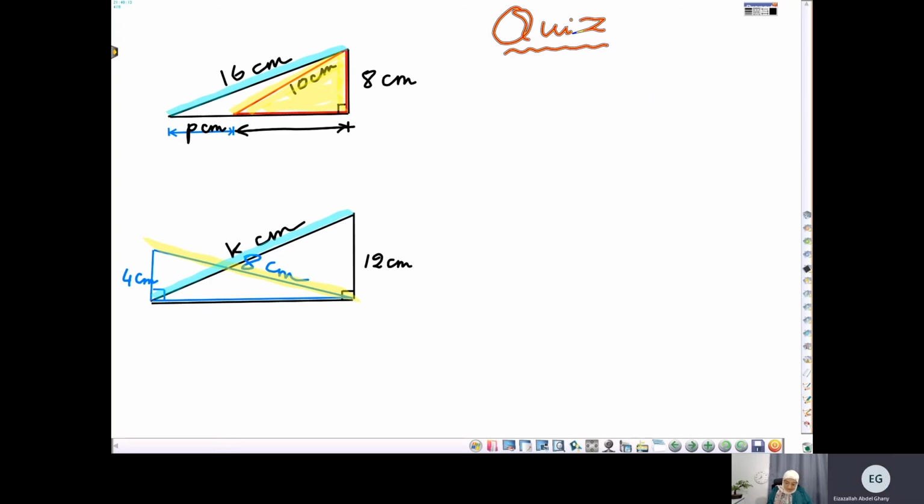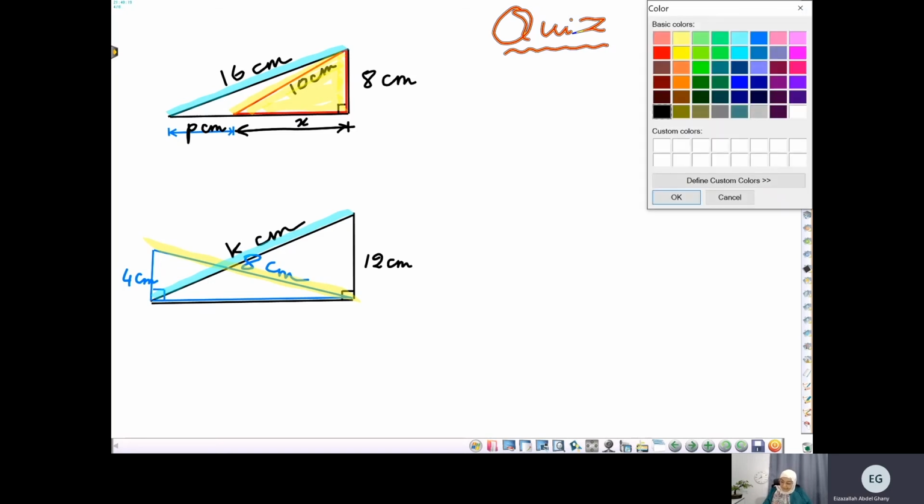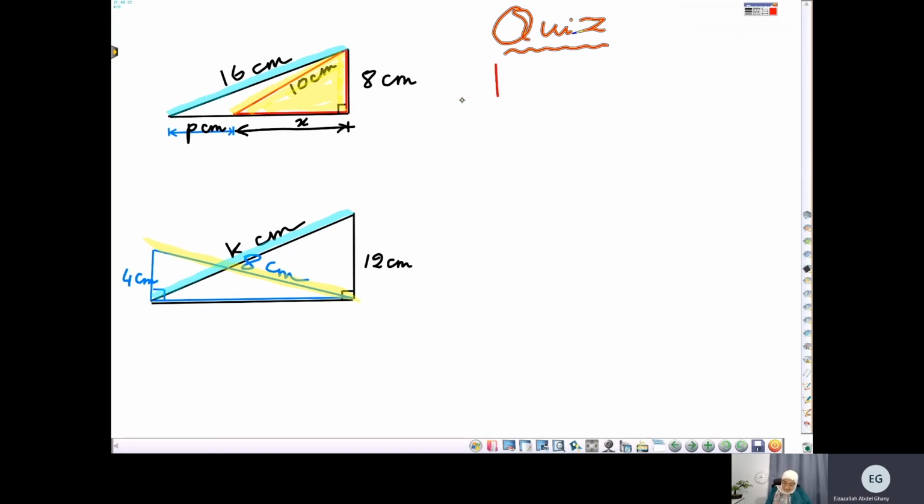Yes, it's the base. I need to find this base. Call it anything but not P. I'll call it X. Okay? And please extract this red triangle like this and write all the information, which is 10 centimeters, 8 centimeters, and X. Remember, it's a multiple of the golden triangle, 3, 4, 5, but multiplied by 2. So X, 100%, will be 3 multiplied by 2, which is 6. Let's calculate. Okay.